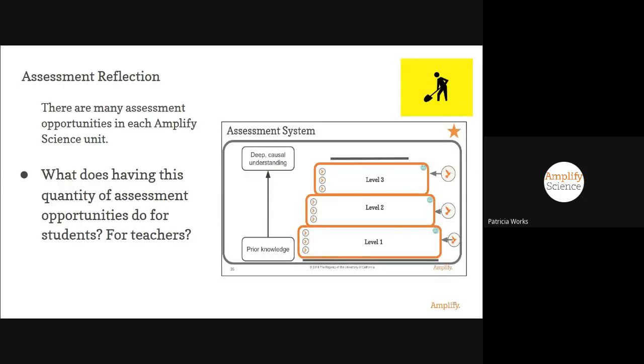So what does having this quantity of assessment opportunities do for students? And what does it do for teachers? Pause the video here for a moment and talk with your teammates.